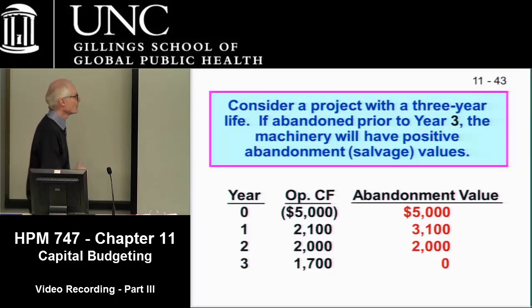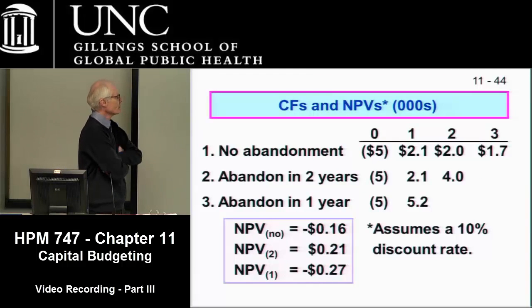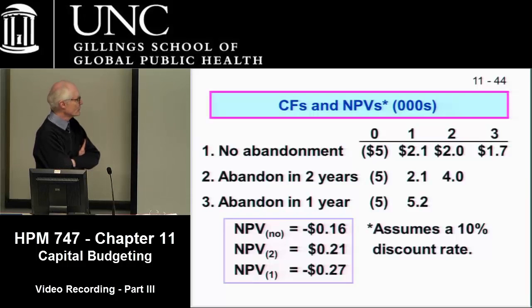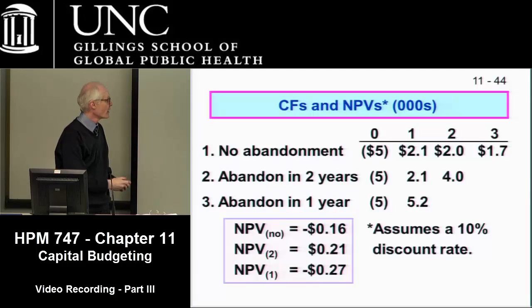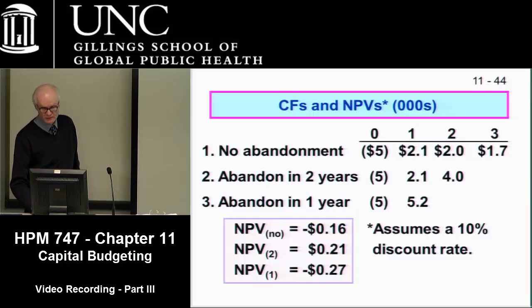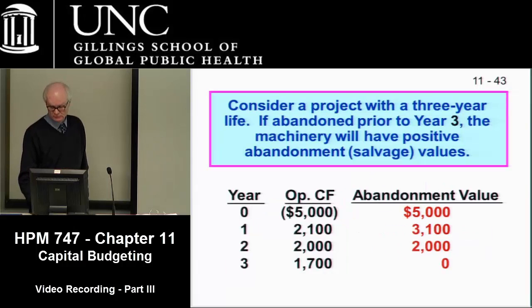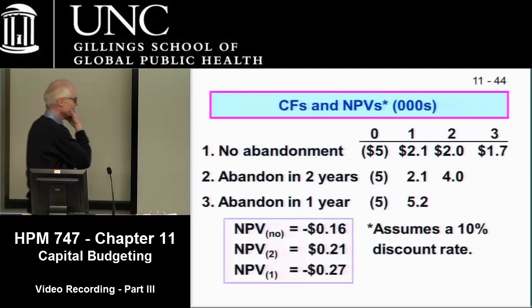Here's another example. So if we don't abandon, here are the cash flows. They'll be just the ones that are set out in the first column. If we abandon in 2 years, we'll have negative $5,000 in the first year, 2.1 second, and then the 2 plus the 2 in the second year. If we abandon in 1 year, we'll have the $5,000 cash outflow, and we'll have the 5.2, which is the 2.1 plus the 3.1 in year 1. So we do the net present value in all those three. What do we see?